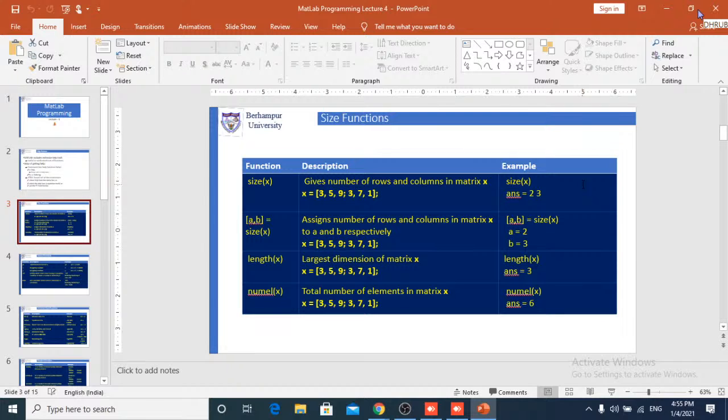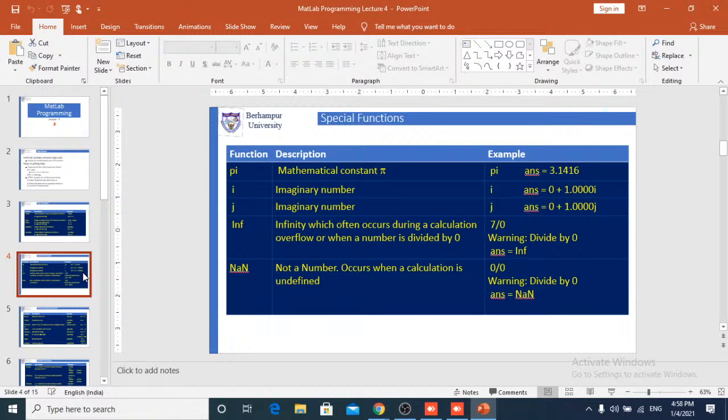Look at it again here. It is a 2 cross 3 matrix. So here the number of columns is 3. When I type length x, it will give us the larger one. The larger one is the column. So it will give you 3. But NUMEL always gives you the total number of elements in that matrix, which is n cross m, which is 6. Suppose I take another matrix.